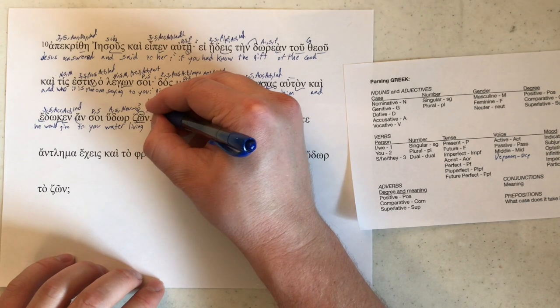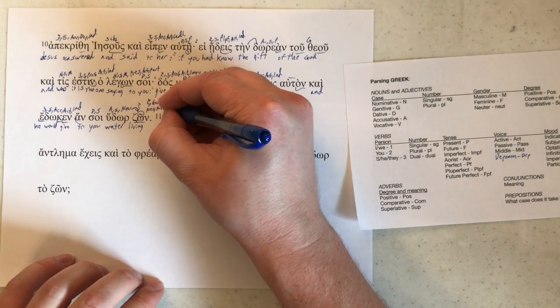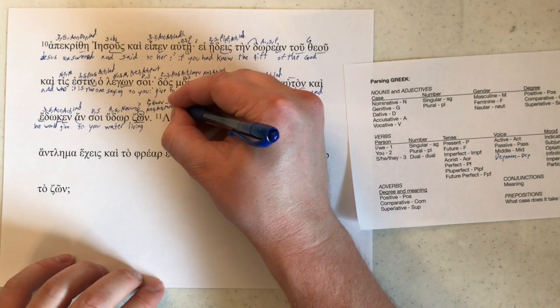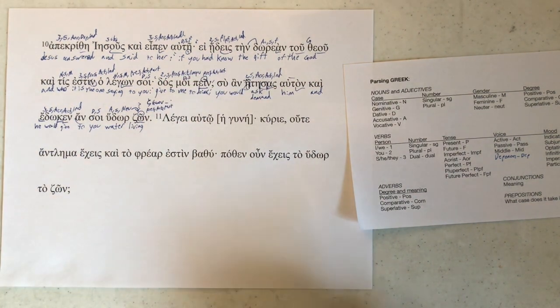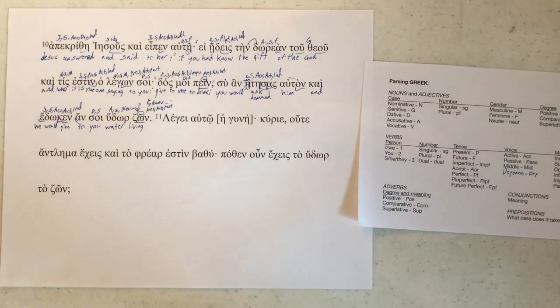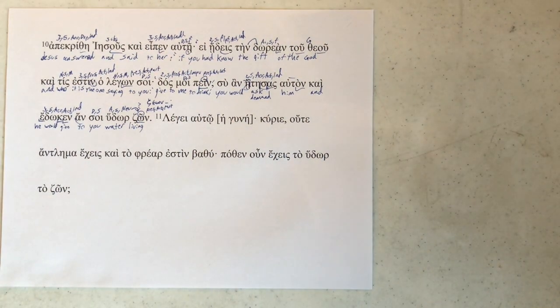So, present, active, participle. Give to you water, living water. And there we have it after much wandering. Thank you very much for joining me. Let's take a look at it in its own context, and then from verse 1.